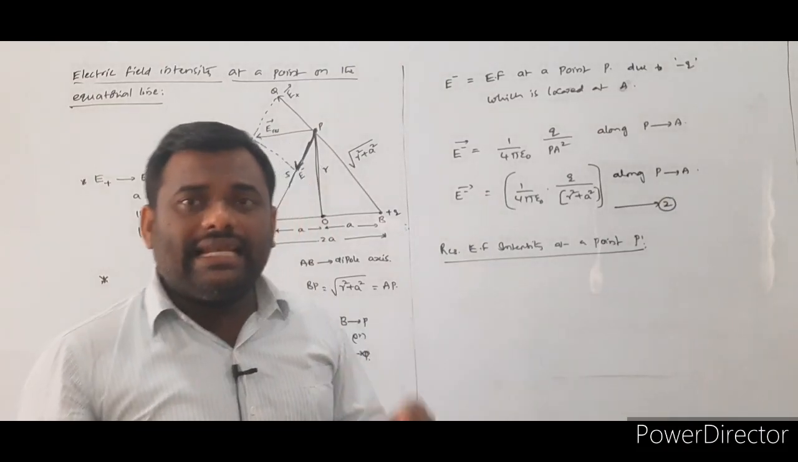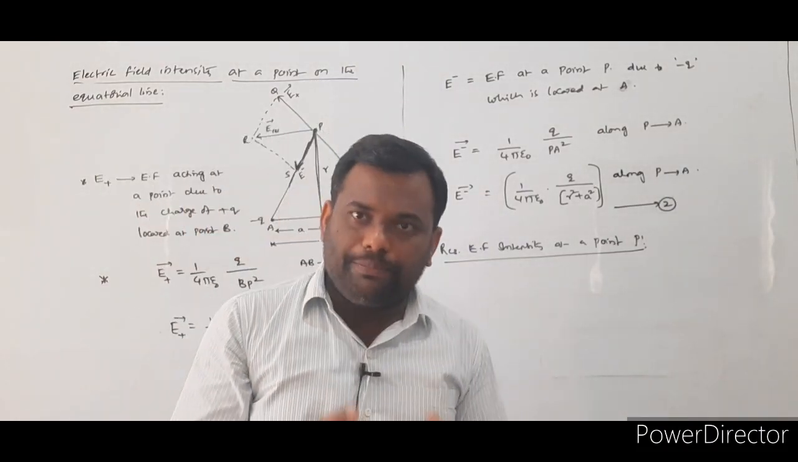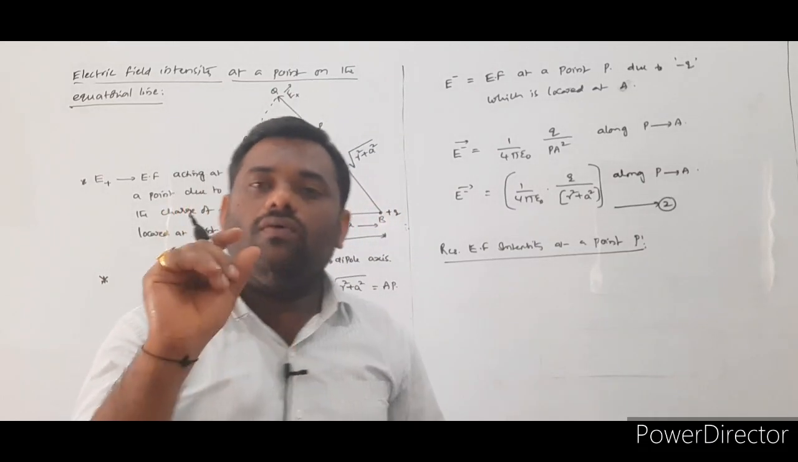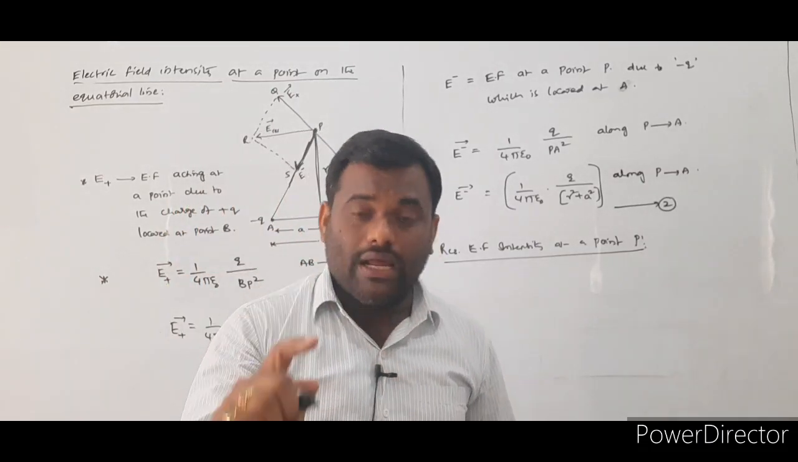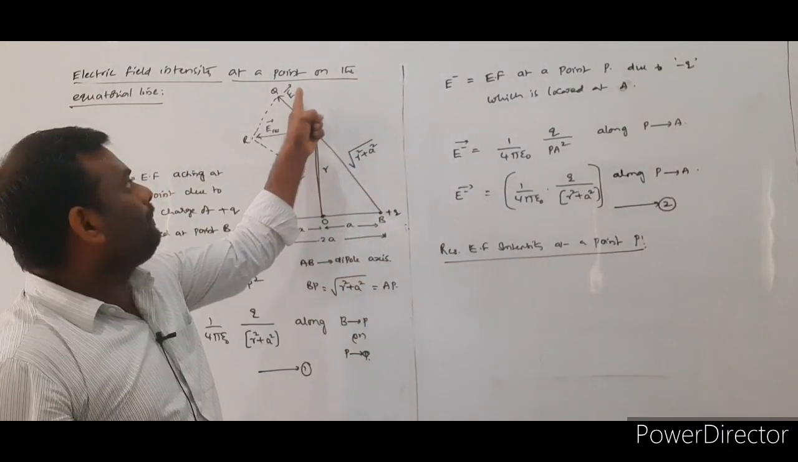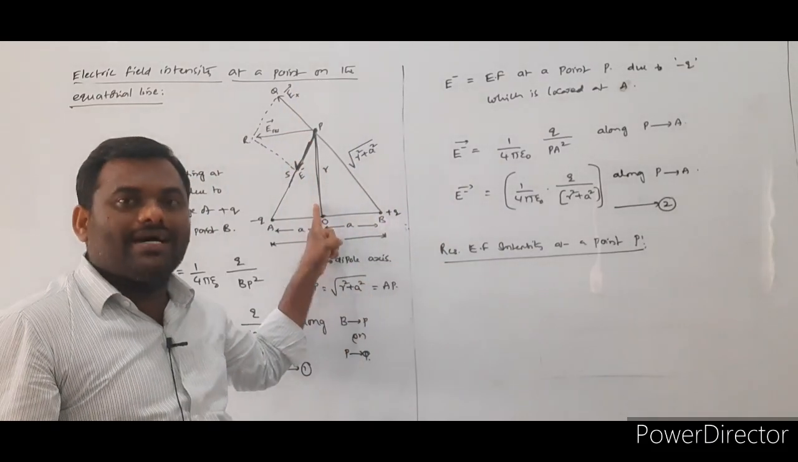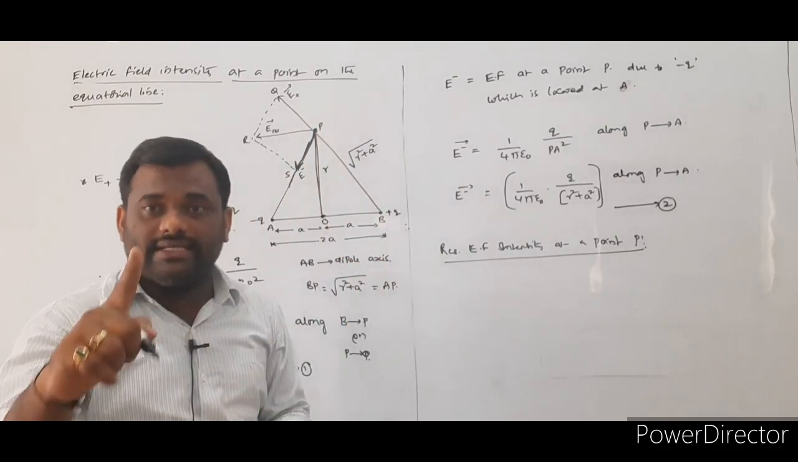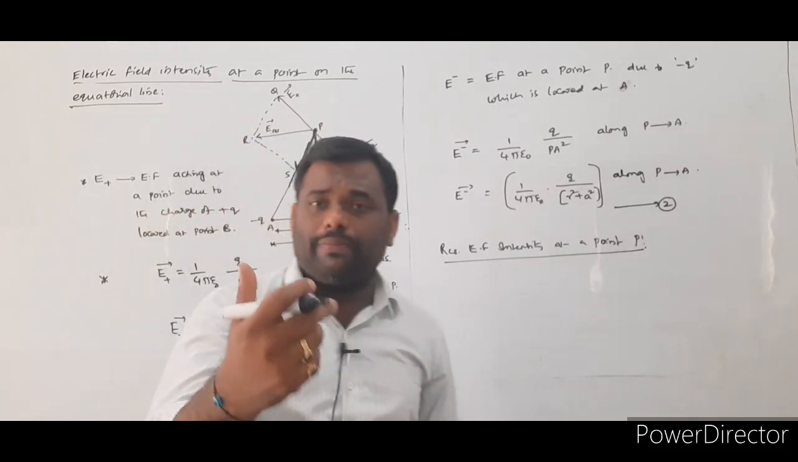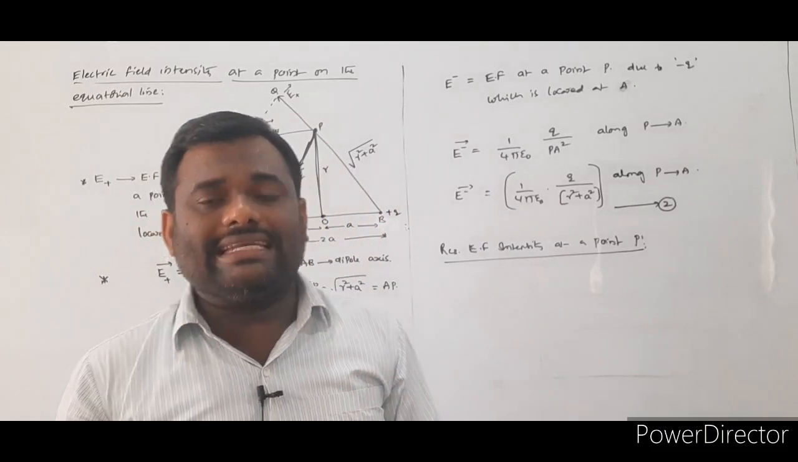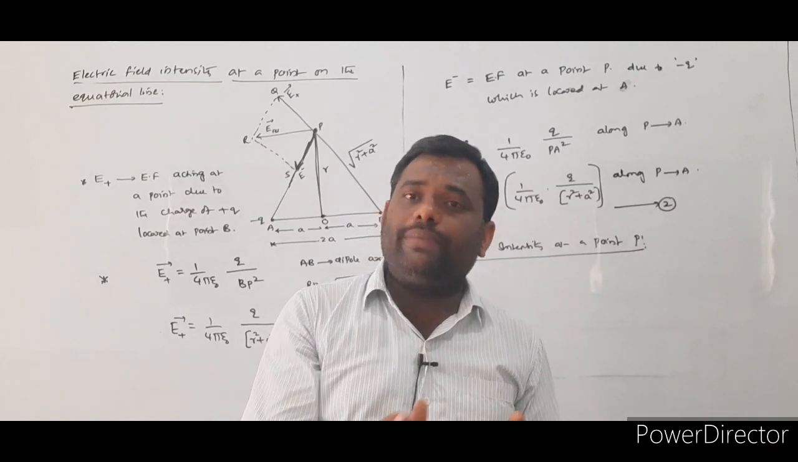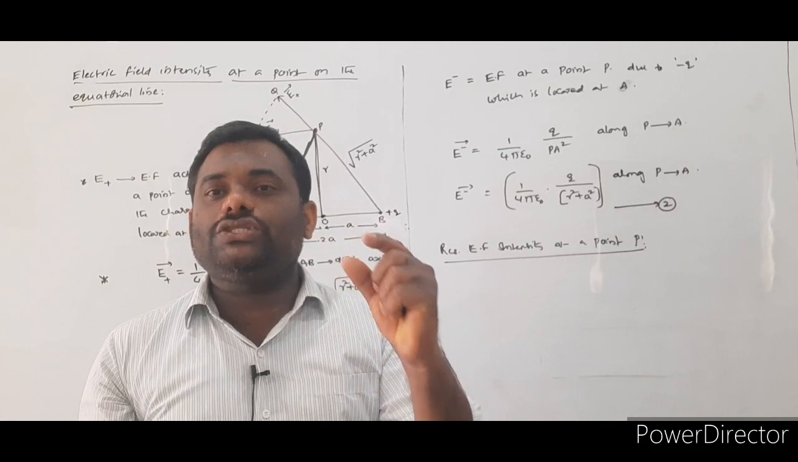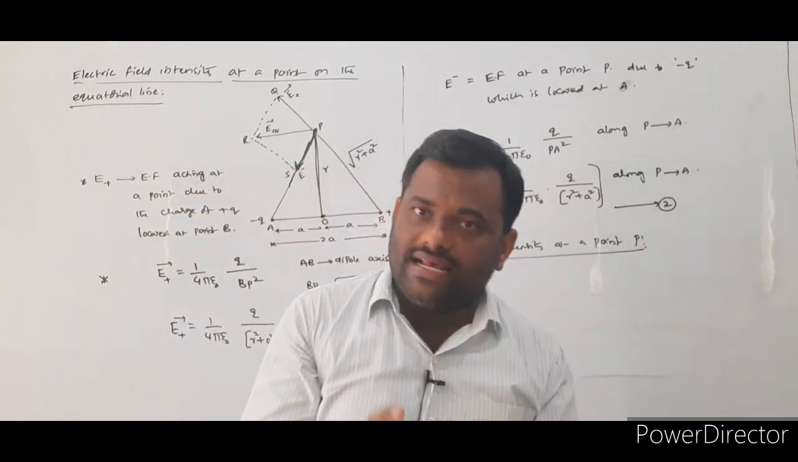To find the resultant field intensity at the point P, first of all we have to construct one parallelogram by considering the E plus bar and E minus bar vectors as the adjacent sides. Already we know the statement of the parallelogram law: if any two vectors act as the adjacent sides of a parallelogram, the diagonal represents the resultant of these two vectors both in magnitude as well as direction.